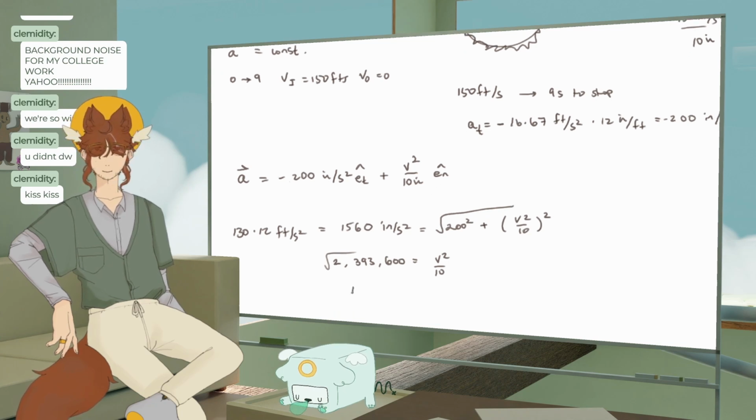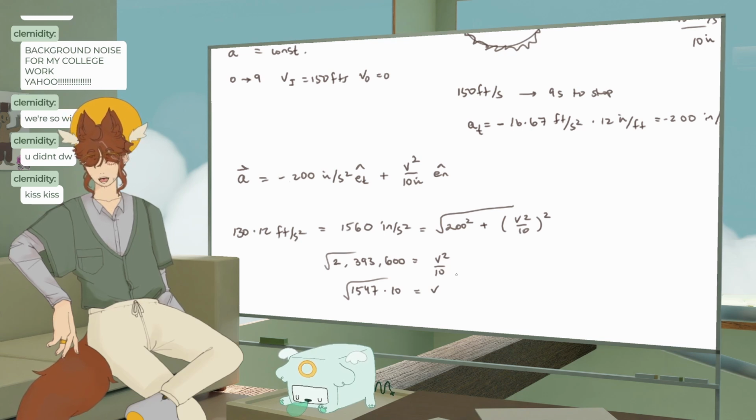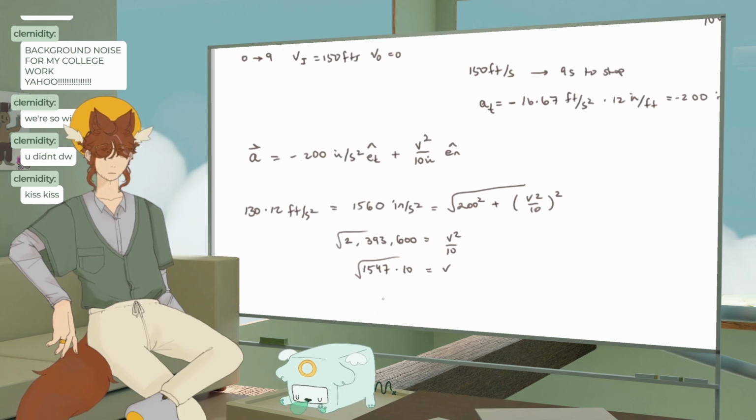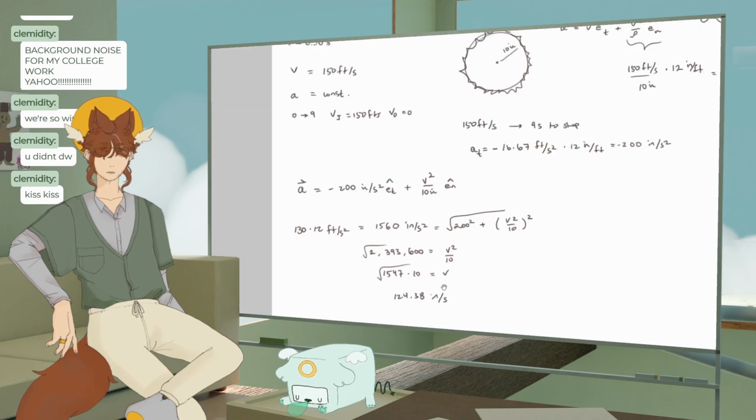So, 1547 times 10, and squared. Or not squared, square root. I don't like the times 10. This is 124 inches per second. Okay, wait a second.